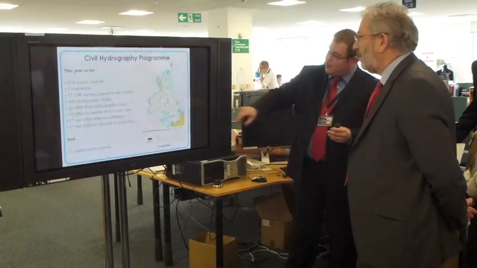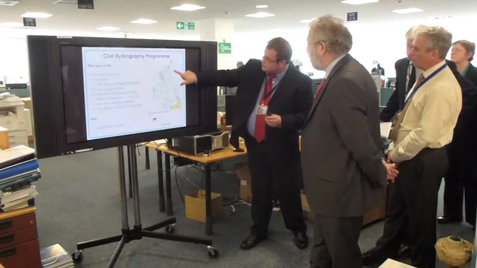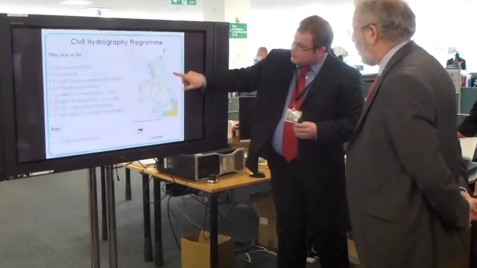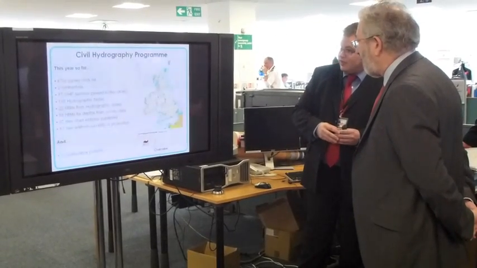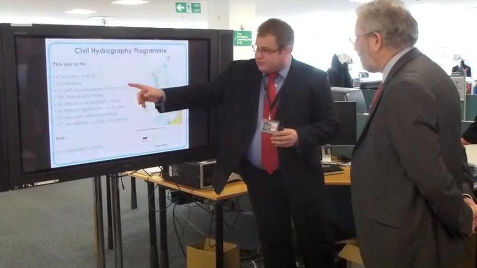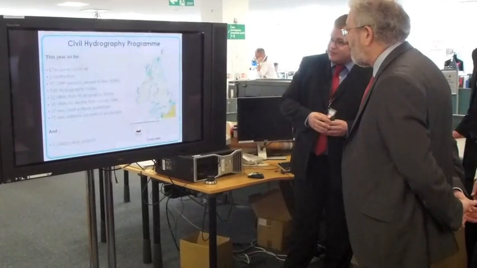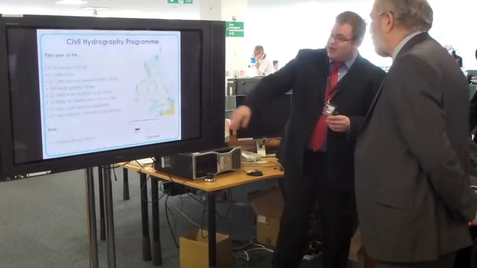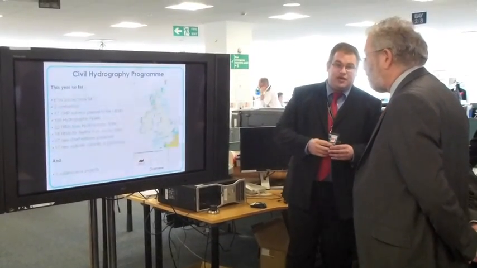Our remit extends to this red line that goes around the UK coastline now, and these blue boxes represent those areas that we've already surveyed. Just going from this year, we've let £7 million worth of work across 2 contractors, which has resulted in 17 surveys being completed, and this has resulted in 37 new charts being produced by the UKHO.